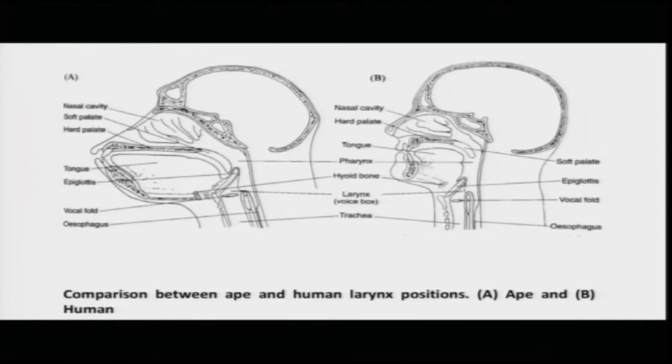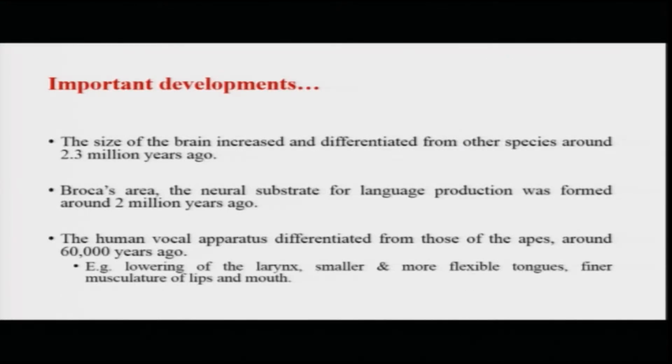Physically, some developments also happened which would have paved the way for us to acquire speech, and this happened as recently as 60,000 years ago, which is the lowering of the voice box, that is, the larynx. In the ape, the voice box is slightly on the top. You can see in this figure that the voice box of the ape is slightly higher as compared to the voice box of the human, and the lower voice box of the human allows it to create that kind of airflow, to create that kind of speech that we are capable of. Also, smaller and flexible tongues, finer musculature of lips and mouth, all of these go a long way for us to have speech.